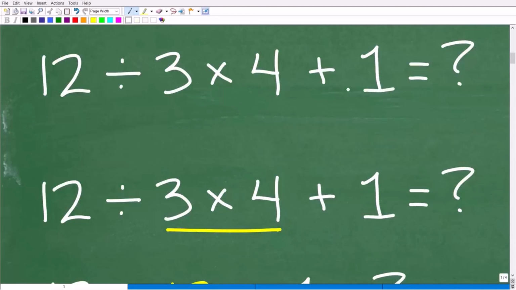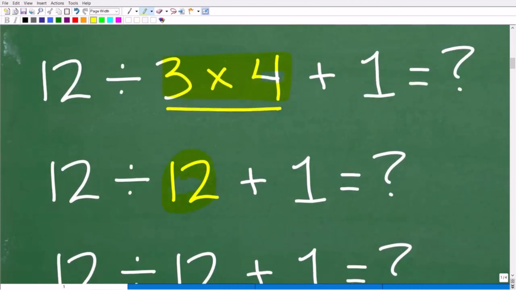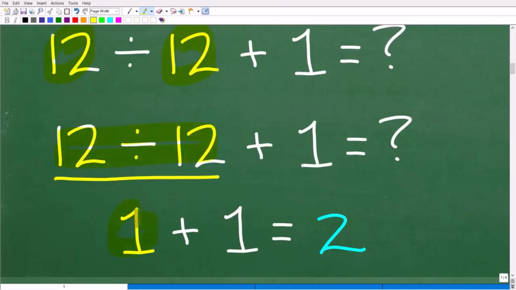Again, in our brains, we're only talking about three operations here, right? So some of you kind of just look at this problem and say, all right, you know what, I'm going to start right here. 3 times 4, I'm going to do that first. So in your brain, you're like, all right, 3 times 4, that's 12. Okay, so now I have 12 divided by 12, and 12 divided by 12 is 1, and I got 1 plus 1, that is 2.